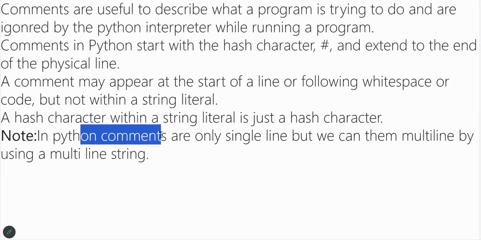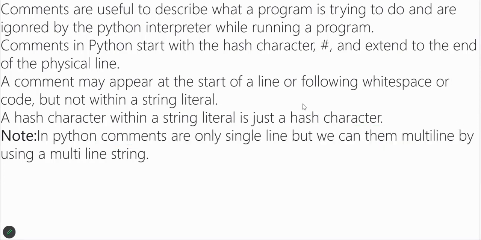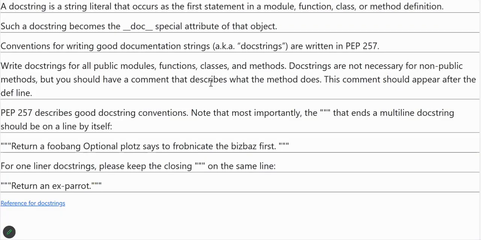In Python, comments are in general only single line. There is actually no multi-line comment as such. But what we will do is use a string to make a multi-line comment. That is the only way you can achieve a multi-line comment.